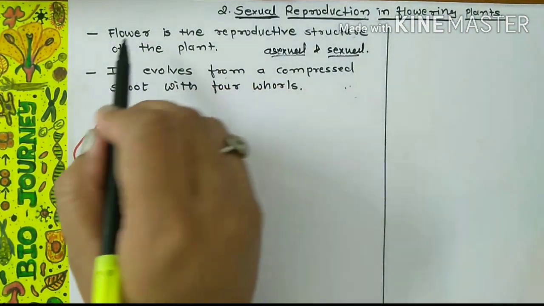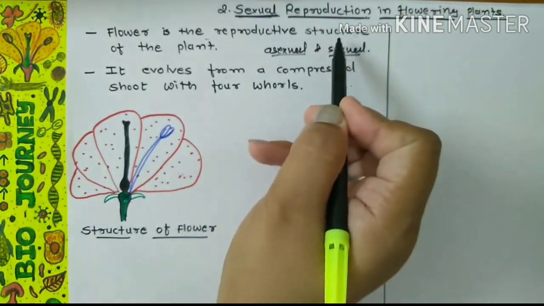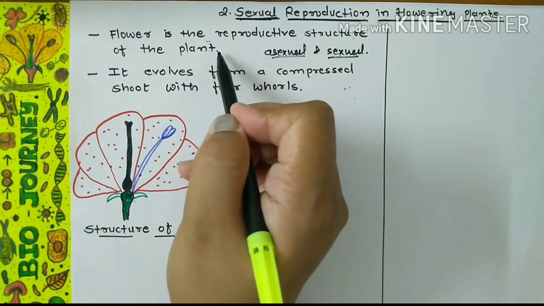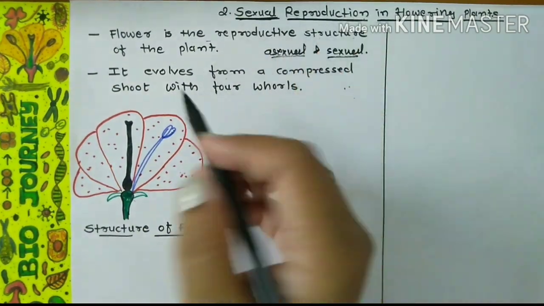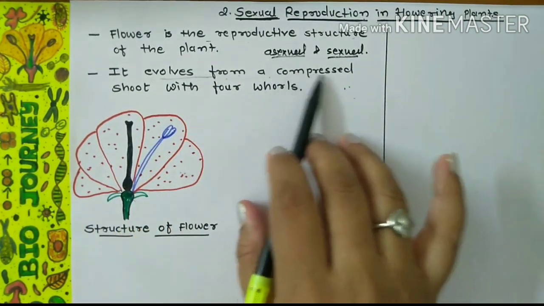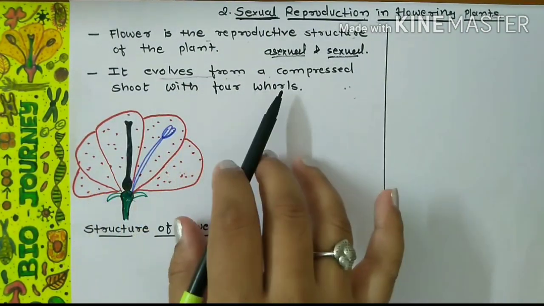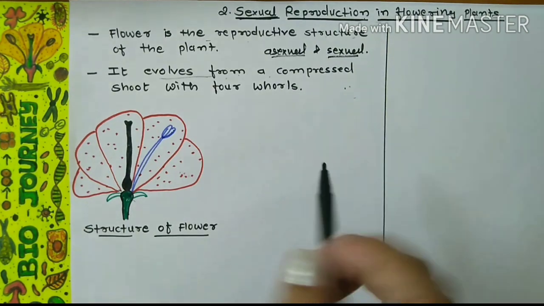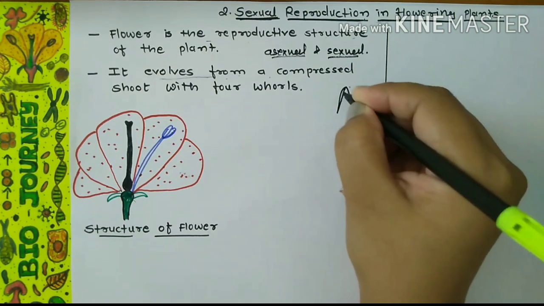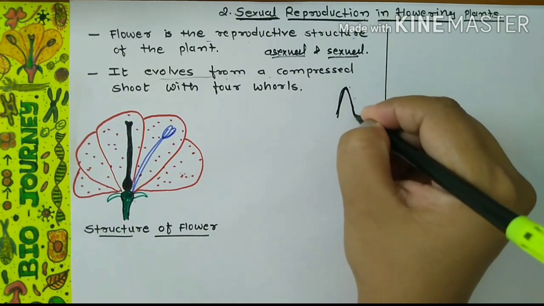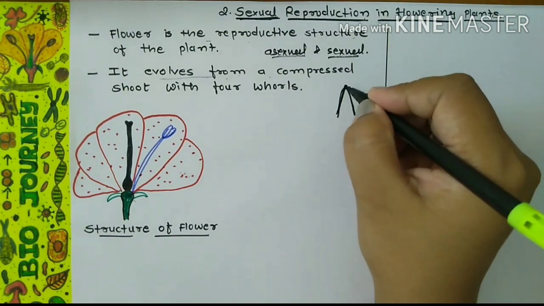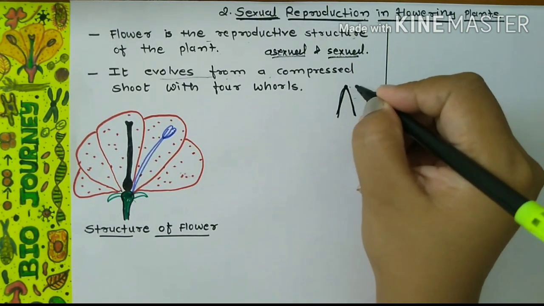So we can say the flower is the reproductive structure or reproductive organ of the plant. Where does the flower come from? It evolves from a compressed shoot with 4 rolls. So if we take the growing portion of the stem, the tip region, the meristematic tissue is present there.